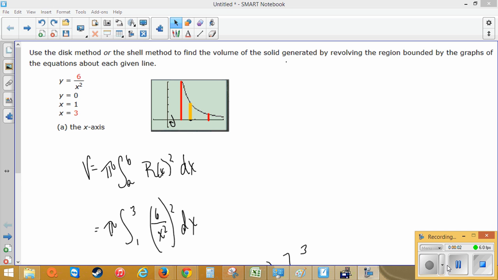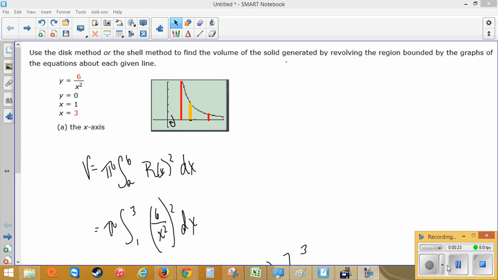This is number 7 on your 7-3 homework. It is find the volume of a rotated section a couple of different ways over a couple of different lines. It says use the disk or the shell method depending on what method or what axis you want to rotate around. And so the first two were pretty easy.